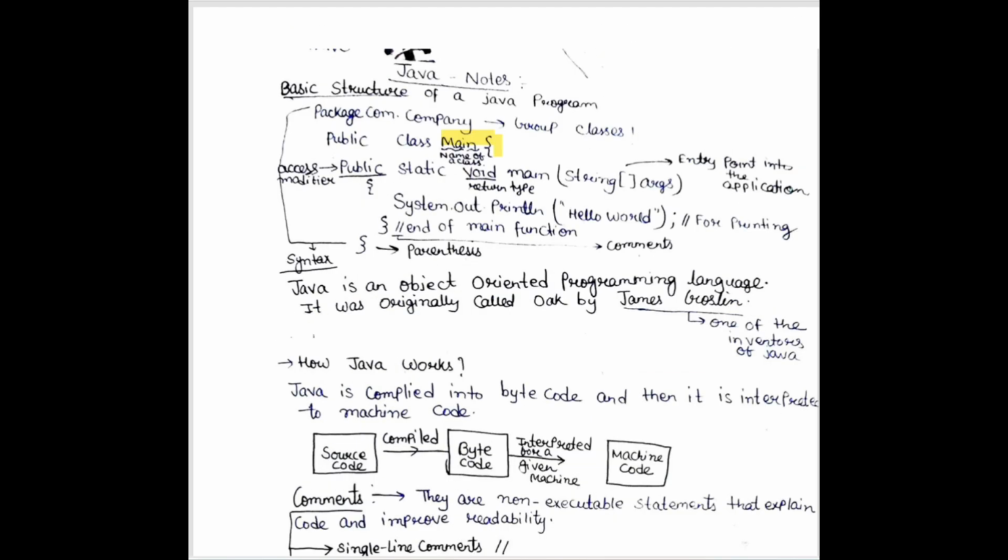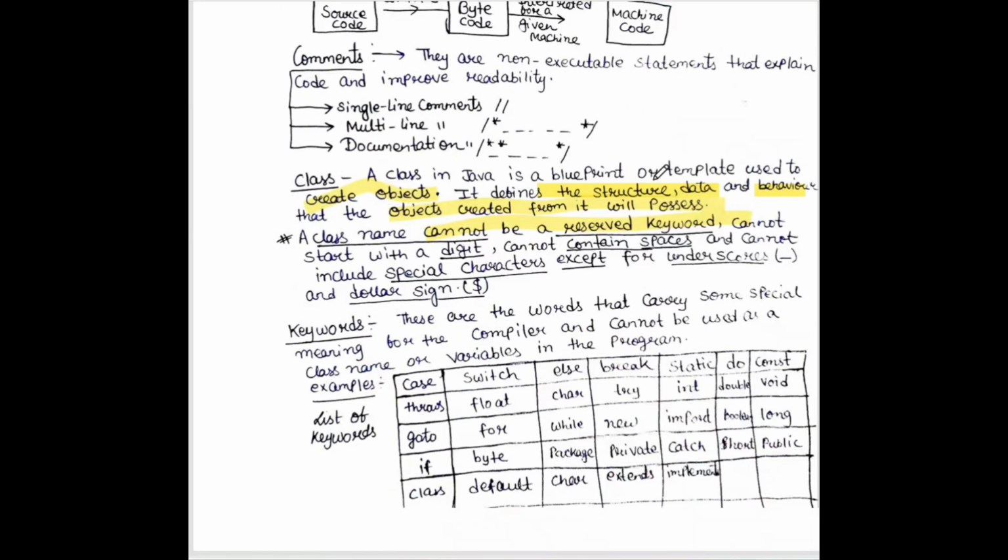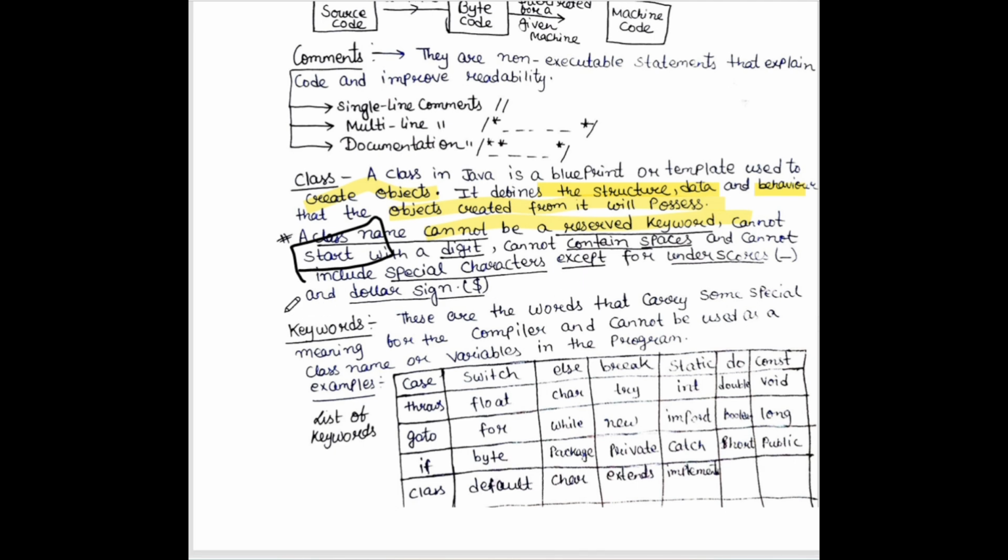Okay. Space is not allowed. No special characters are allowed. Digits in between or at the end are allowed, but not at the start. See, it cannot start with a digit. Okay. Now keywords. What is a keyword?